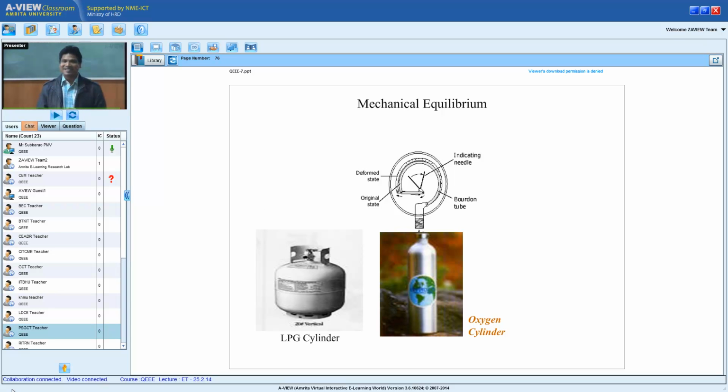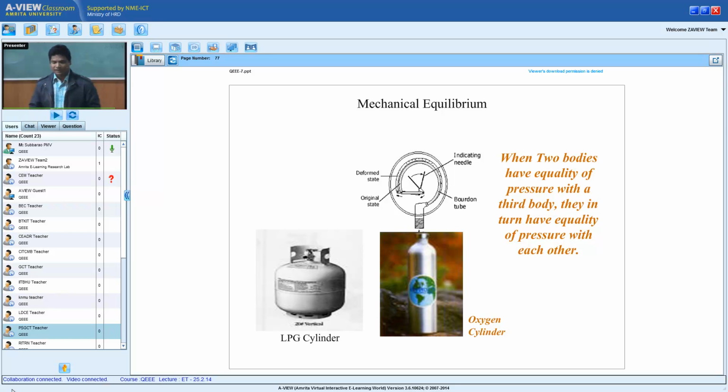Now you see, if that equilibrium position is the same, then I can say LPG is in mechanical equilibrium with the oxygen cylinder, meaning both have the same pressure, or both will apply the same force on a given area, whatever way you want to use it. Now you see this particular thing. So when two bodies have equality of pressures with a third body, they in turn will have equality of pressures. Then, before connecting, I know that these are matching.